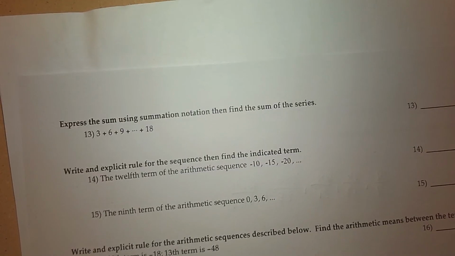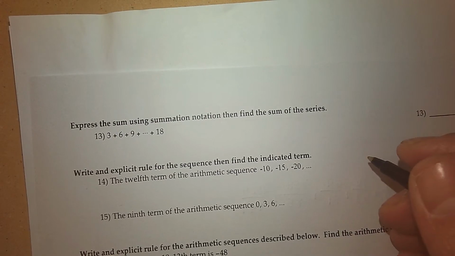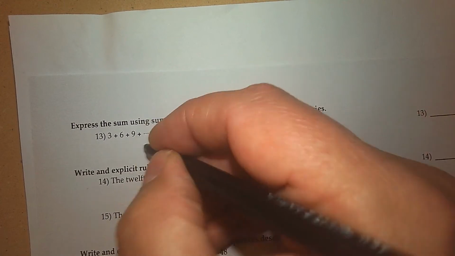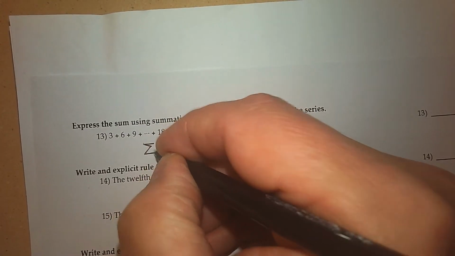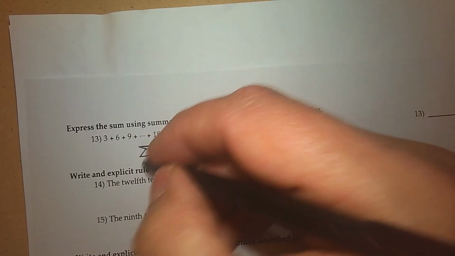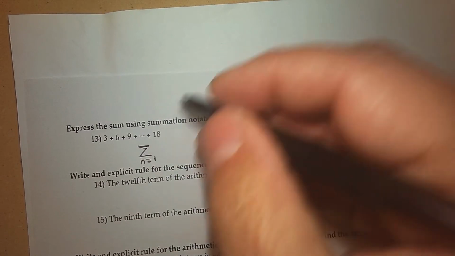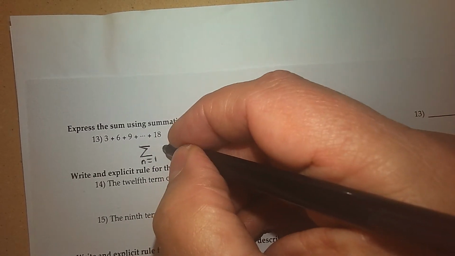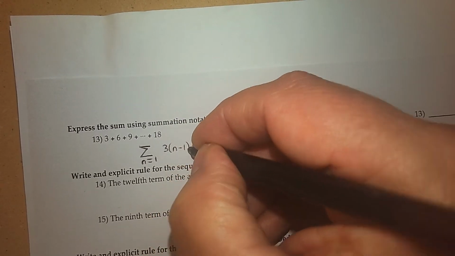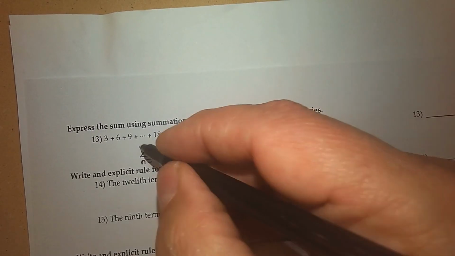Express the sum using sum notation, then find the sum of the series. So 3 plus 6 plus 9 is arithmetic. So we're going to work backwards. We're going to write this in sum notation. We'll just start with 1. So n equals 1. I don't know how many terms there are there, but I know the rule. And so the rule to write down would be the common difference is 3, and then n minus 1 plus 3. So there's the rule. I just need to know how many terms there are.